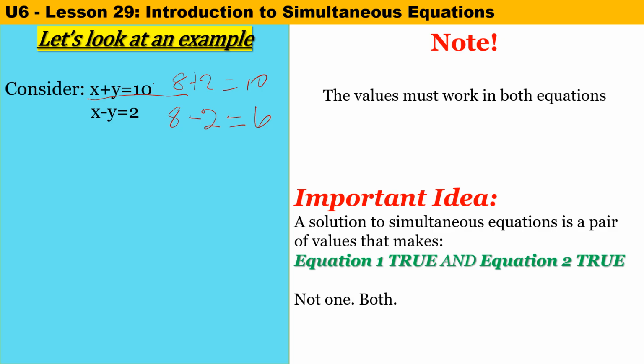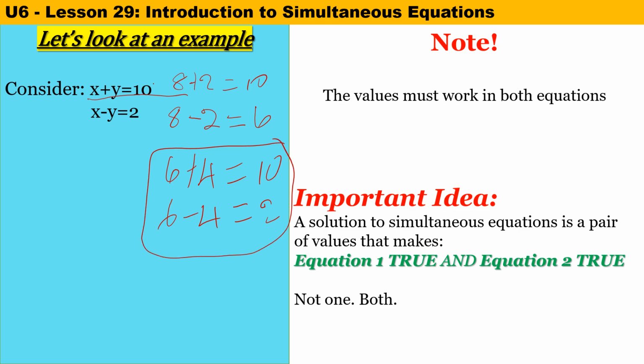Let's try something else. What if we have 6 plus 4 equal 10, and we have 6 minus 4 equal 2? Does this satisfy the equation? Yes, it does. 6 plus 4 is 10, and 6 minus 4 is 2. And this tells you that x equals 6 and y equals 4. That's what it is saying. Now, the values work in both equations.